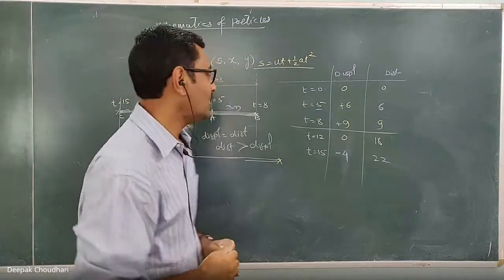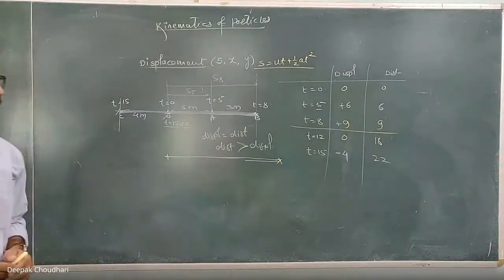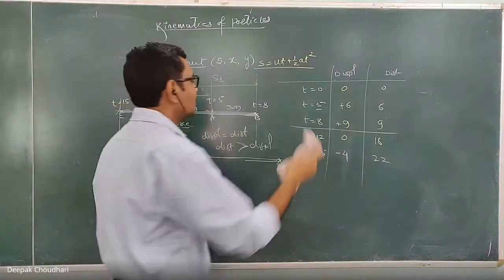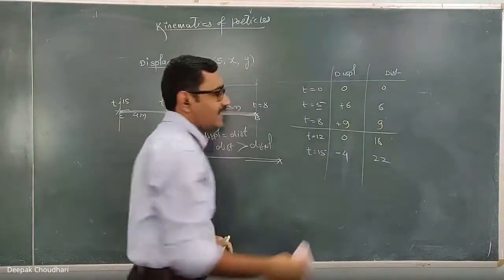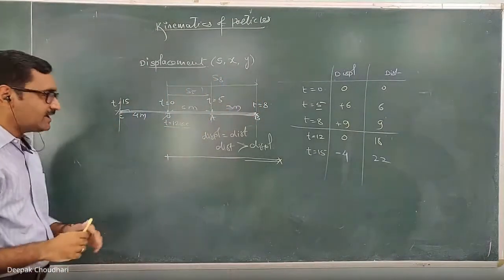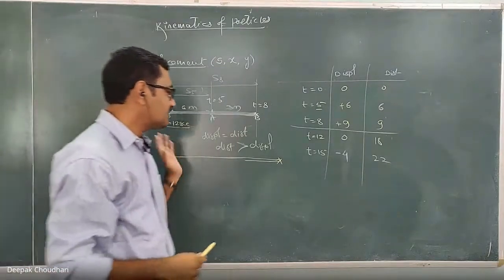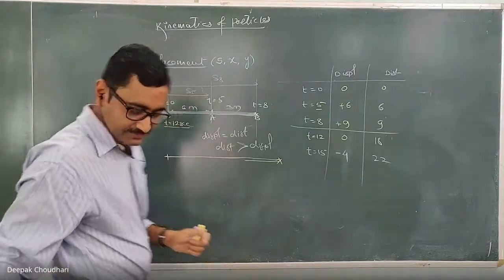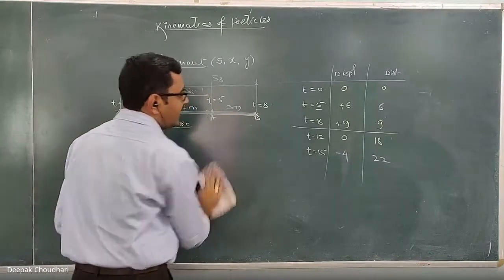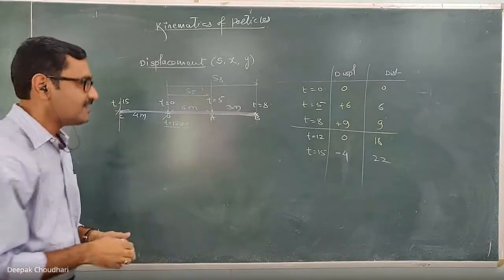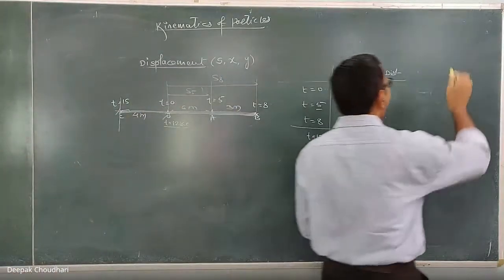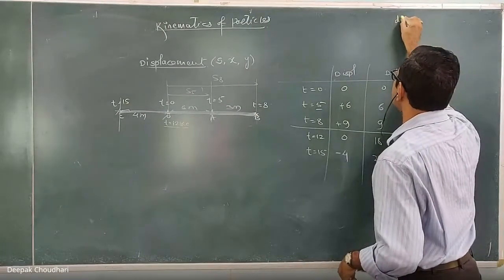Don't get confused between the displacement and the distance traveled. Therefore, if the particle moves in the same direction, then the displacement is equal to the distance traveled. Any doubt in this one? Yes. And when in the question it is asked, we have to calculate the distance traveled.